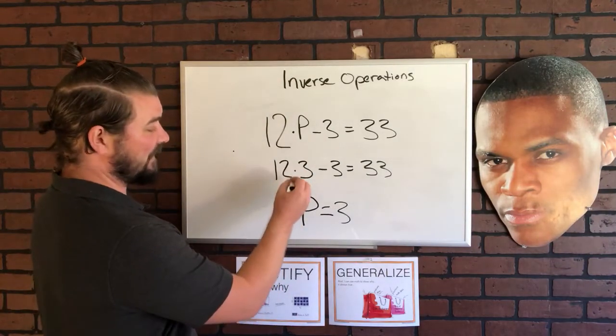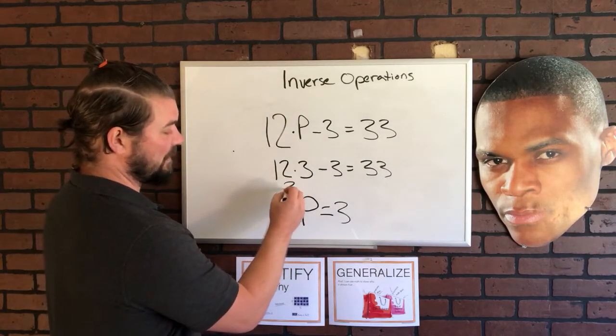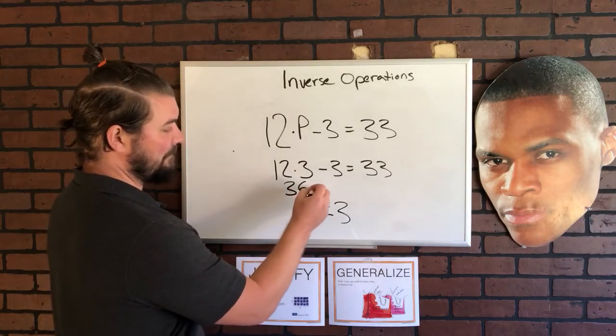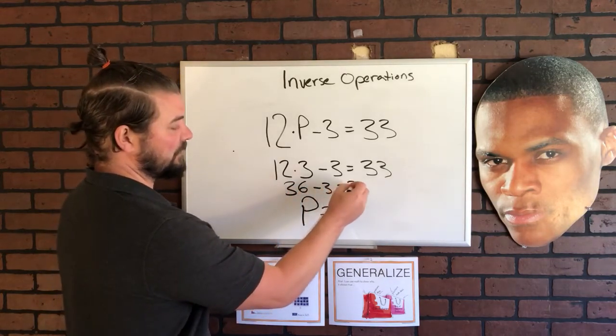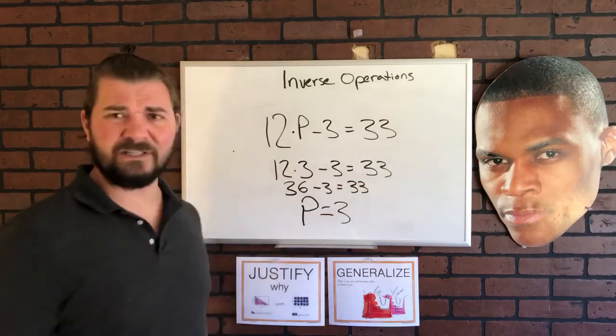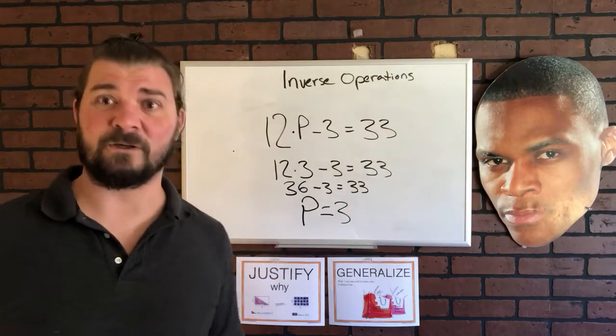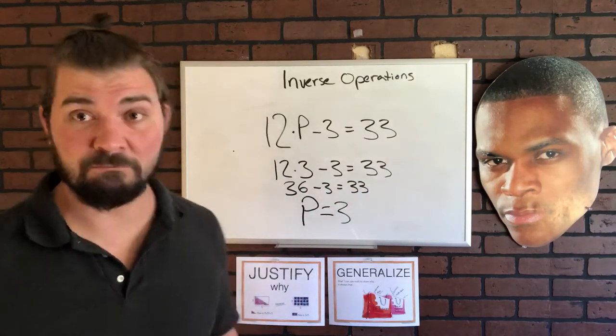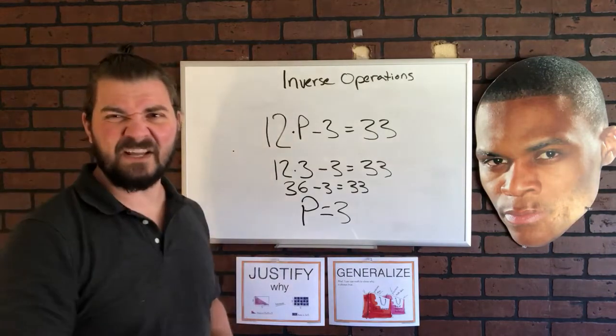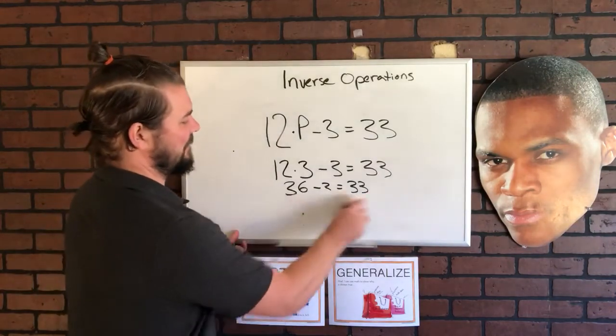So I multiply 12 times 3, and that would give me 36 minus 3 equals 33. Is 36 minus 3 33? In this world, yeah. Probably in other worlds too. Prove me wrong. I would love to hear your argument. That sounds rad.